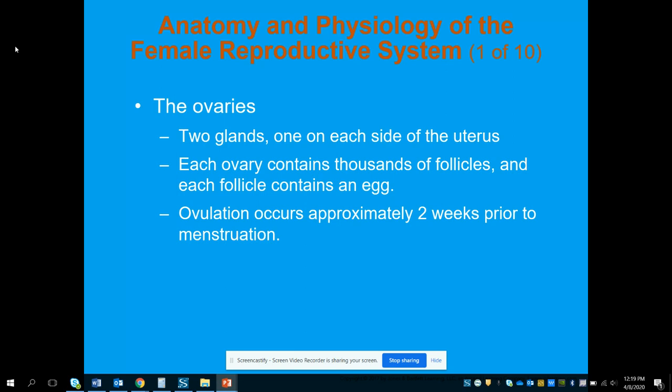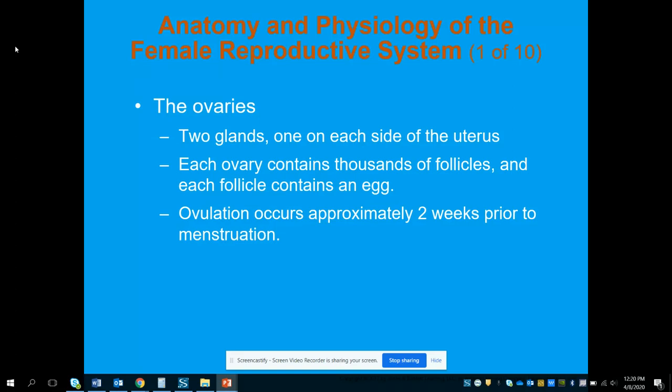So the ovaries, we have one on each side of the uterus, and each ovary contains thousands of follicles, and each follicle contains an egg. So again, you're born with the number of eggs that you will have for your whole life, which is kind of cool. And ovulation occurs approximately 2 weeks prior to menstruation, and that's when the egg is released, or it should be released. So you should have one egg released from the right side, and then the following month should be the left side, and then back to the right side. That's how it should work.